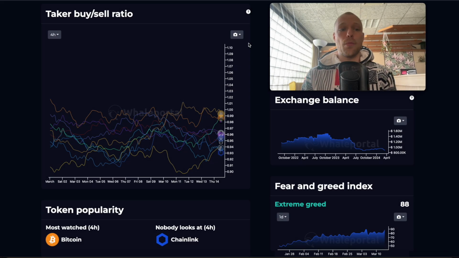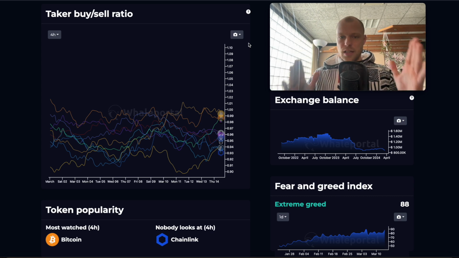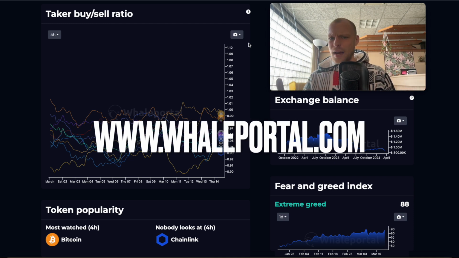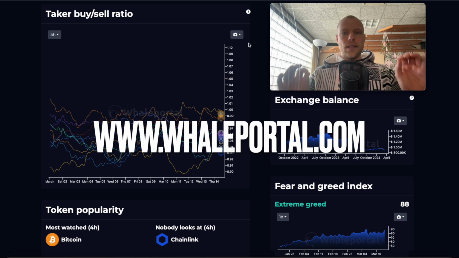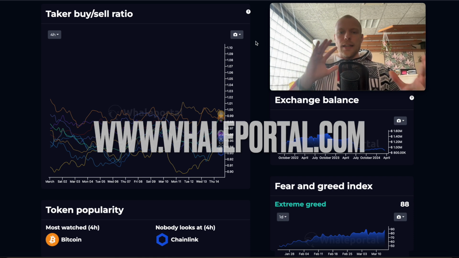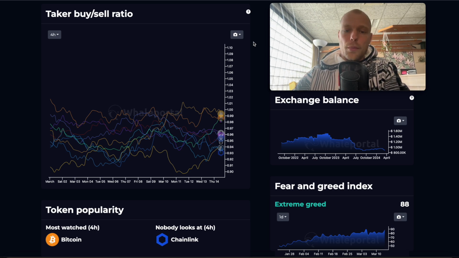First of all, guys, it's very important as a trader when you log into your charts and everything. It's important to note which coins are trending and which coins are not so trending. And we can do that basically by going to whaleportal.com. This is a website that is combining a lot of different data sets into a single dashboard, which will give you a good overview on the markets.